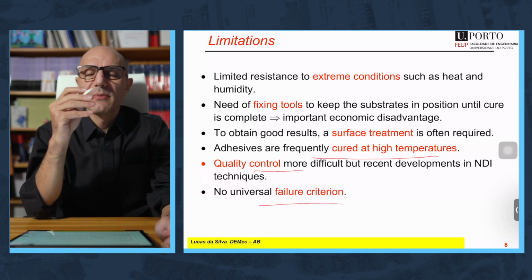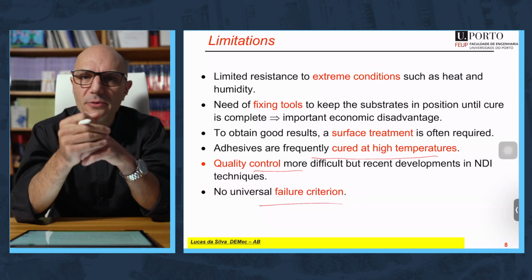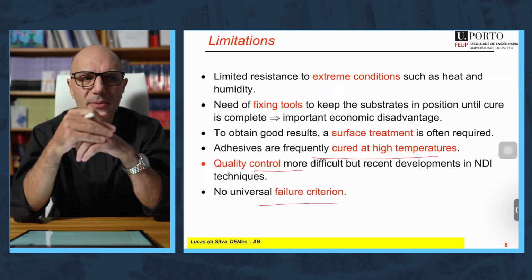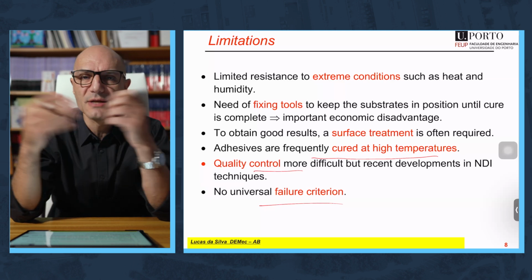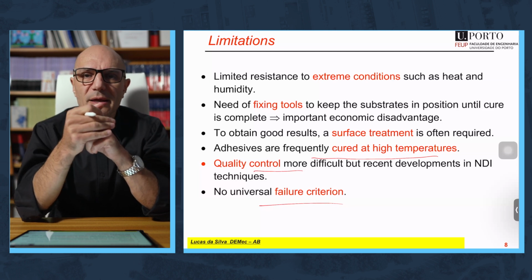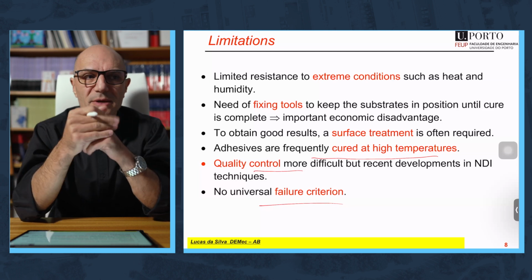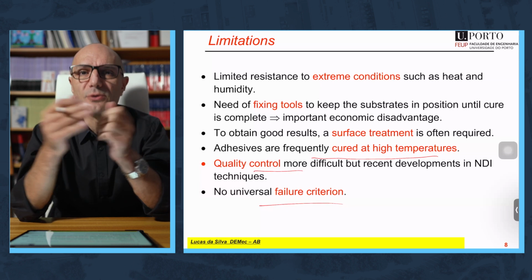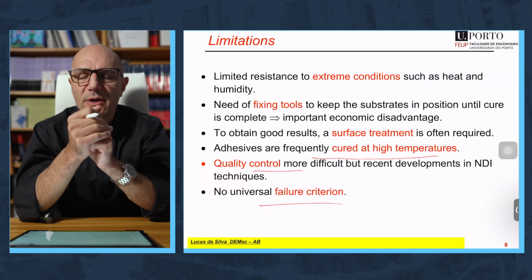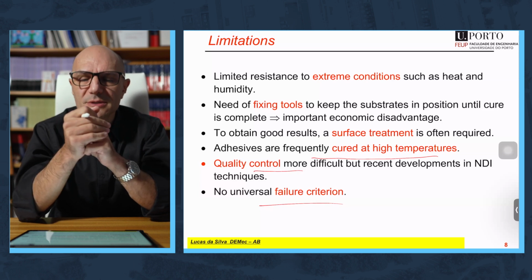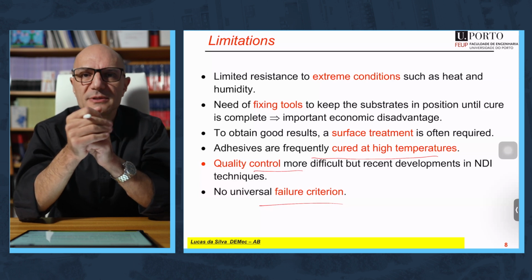And finally, there is not a universal failure criterion that is applicable to all joints, no. There are many analytical models, many failure criteria, and this sometimes is a bit confusing, and it's a limitation because engineers might be afraid to use this technology. But in fact, it's not that complicated. I will show you when we talk about joint design that with half a dozen models, we can already design a lot of situations.